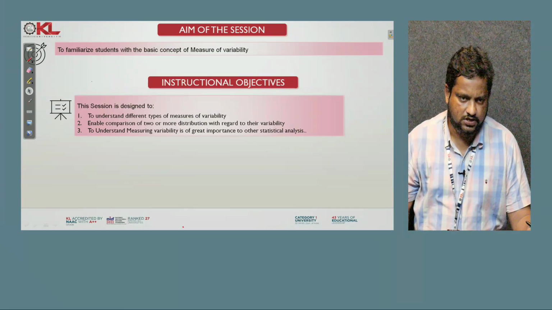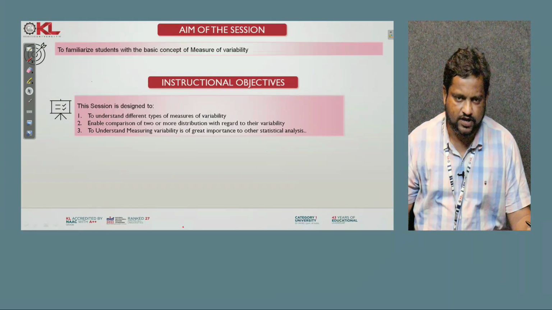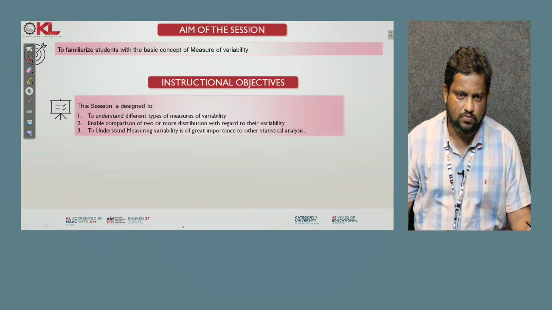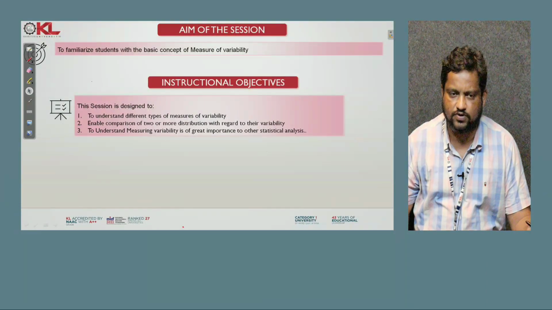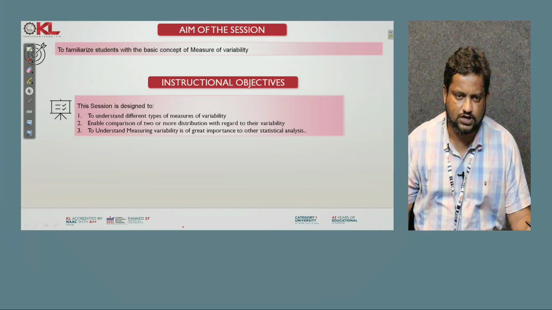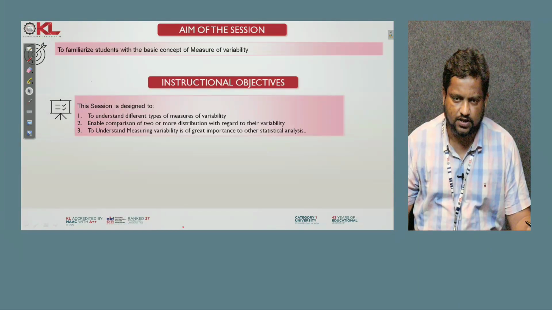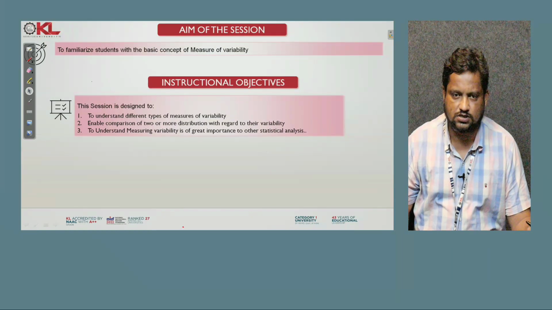The objectives are: to understand different types of measures of variability; next, to enable the comparison of two or more distributions with regard to variability; and next, to understand that measures of variability are of great importance to other statistical analysis.